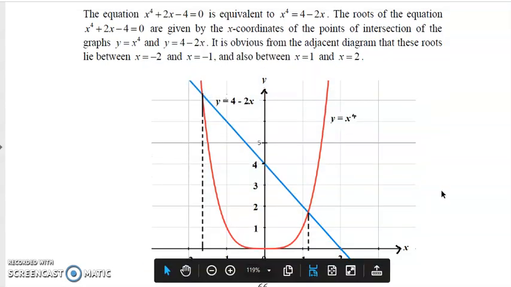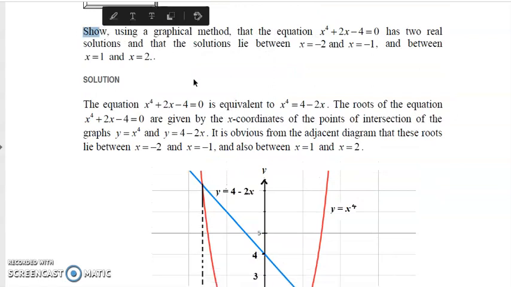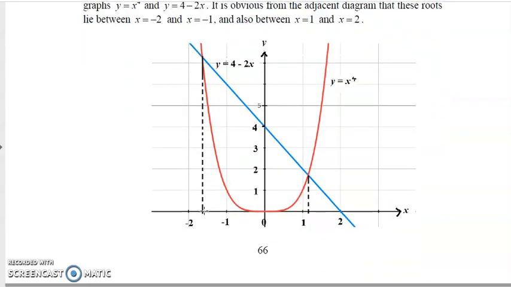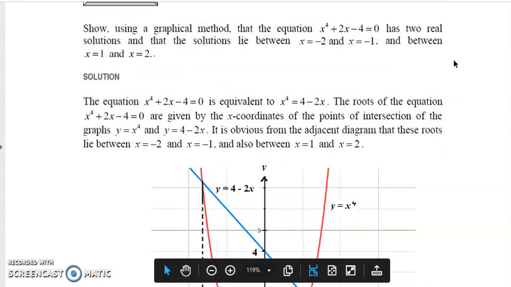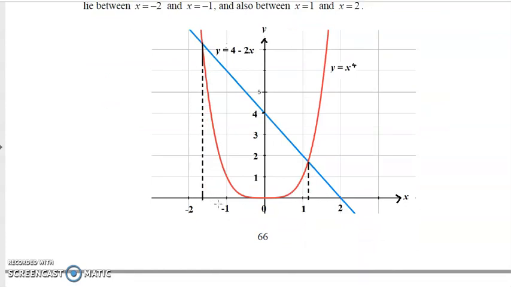Obviously, the question is asking us to show that the solution lies between -2 and -1. So there you are, you already got it here. The other root is between x equal to 1 and x equal to 2. So therefore you already got the answer. Approximately, this is the answer for our solution.